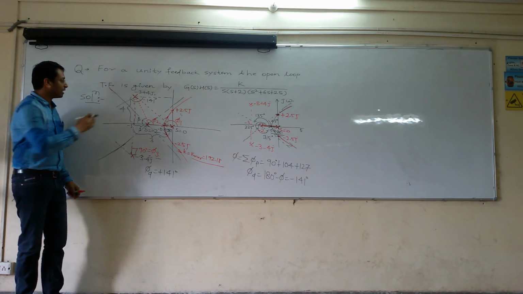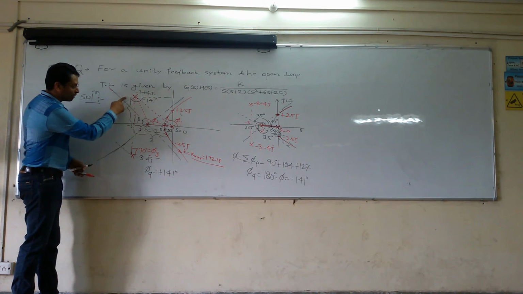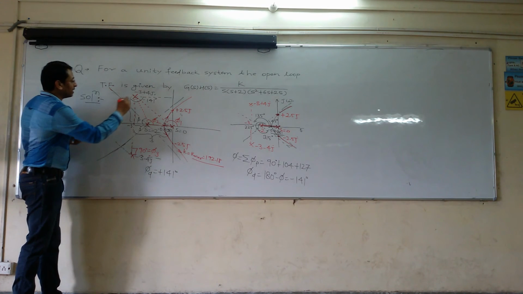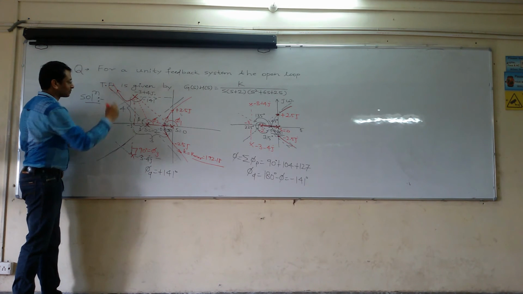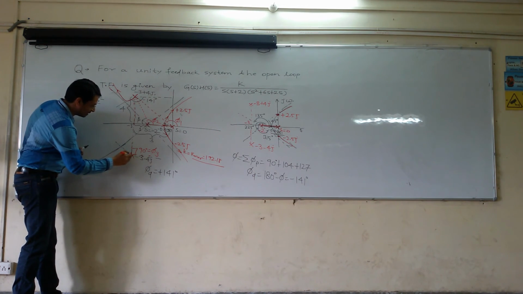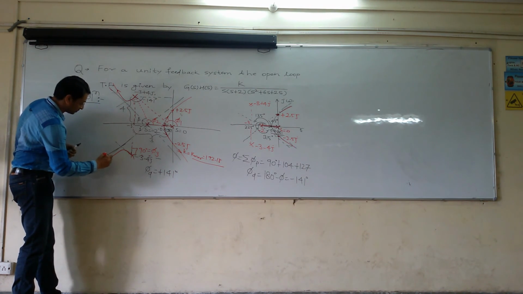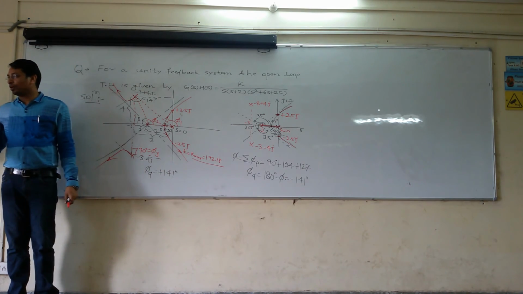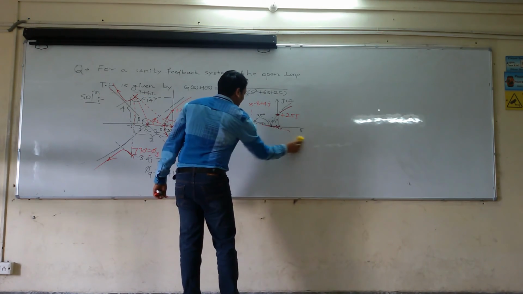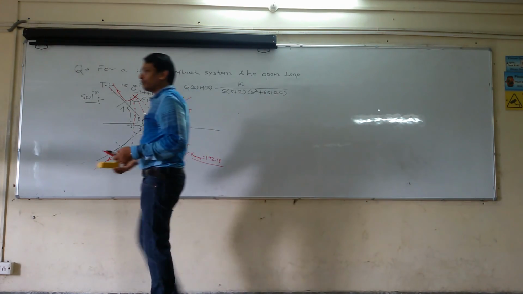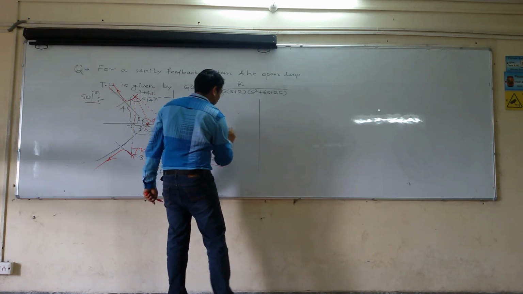But we have just found that the initial angle of departure is minus 141 for this and plus 141 for this. So initially it will start with this angle and move like this. And symmetrically it will start with this 141 line and move like this. So all in all, your root locus on the graph sheet will look like this. A very nice diagram. Correct?